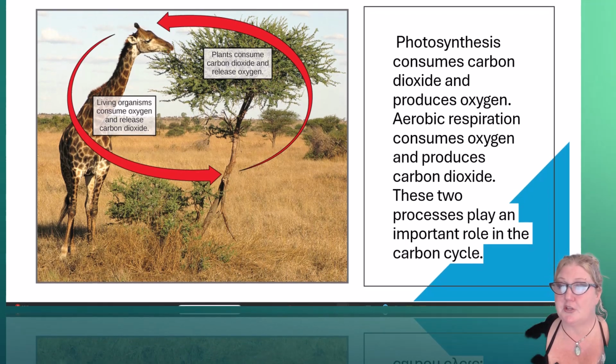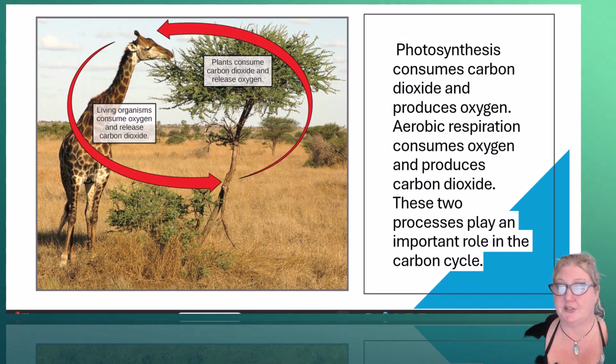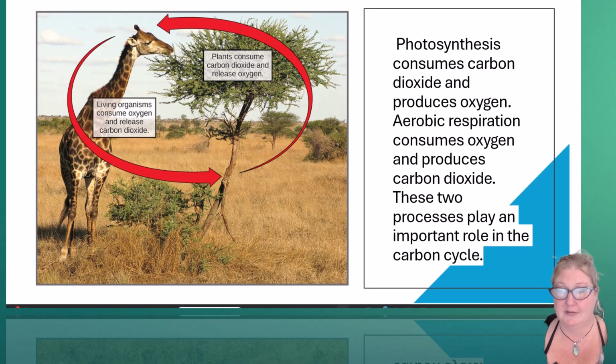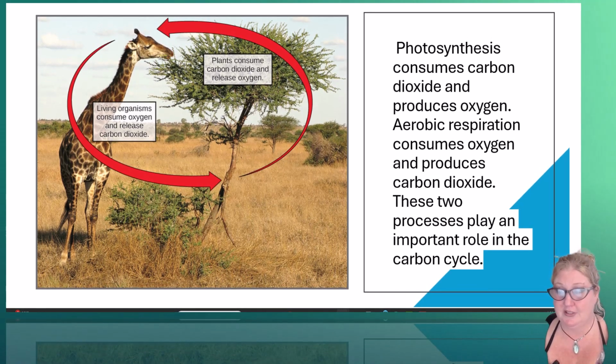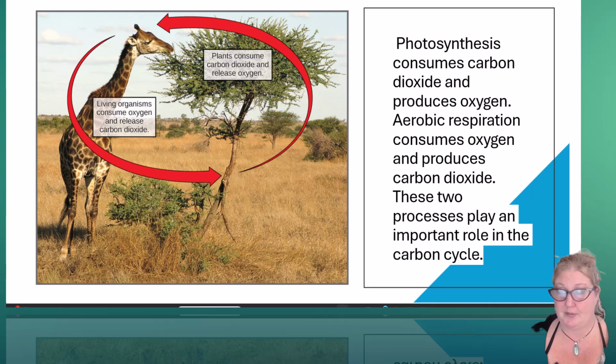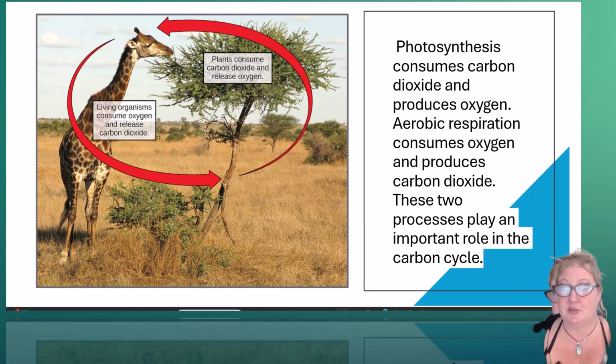Photosynthesis consumes carbon dioxide and produces oxygen. In contrast, aerobic respiration consumes oxygen and produces carbon dioxide. These 2 processes play an important role in the carbon cycle.